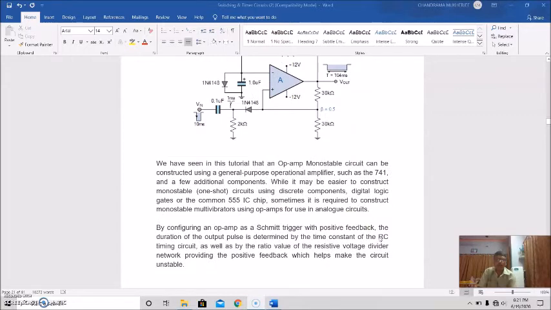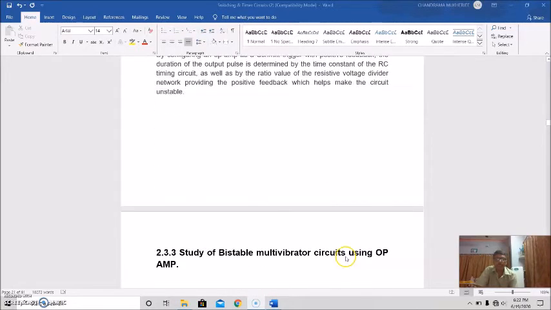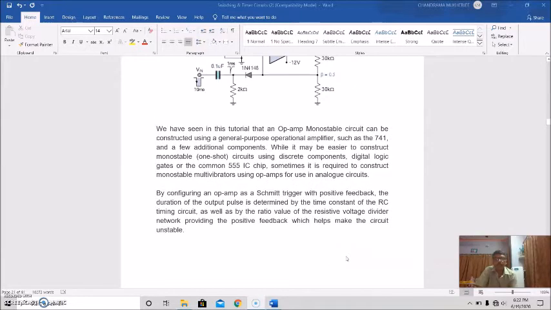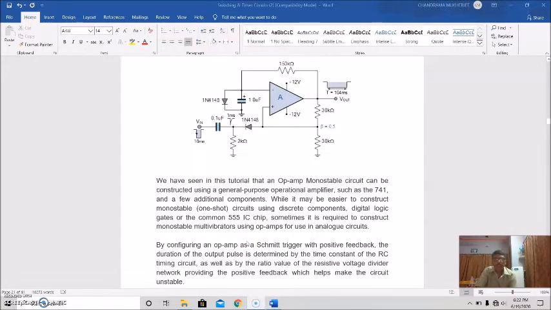By configuring an op-amp as a Schmitt trigger with positive feedback, the duration of the output pulse is determined by the time constant of the RC timing circuit, as well as by the ratio value of the resistive voltage divider network providing the positive feedback, which helps make the circuit unstable. And with this, we complete our discussion on the monostable multivibrator using op-amp circuit.